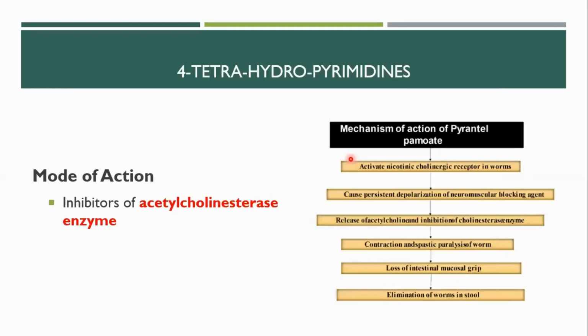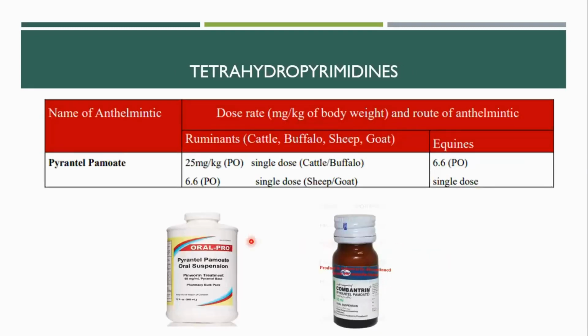Then comes the fourth group, that is tetrahydropyrimidines. They basically inhibit the acetylcholinesterase enzyme of the parasite. And when this enzyme is inhibited, acetylcholine will not be degraded. It will accumulate in the synapse and will cause continuous contractions leading to spastic paralysis of the parasite. And ultimately, the parasite will be expelled out from the body of the animal. The common example is pyrantel pamoate with a dose rate of 25 milligram in the small ruminants, in the large ruminants, and 6.6 milligram in small ruminants and equines.